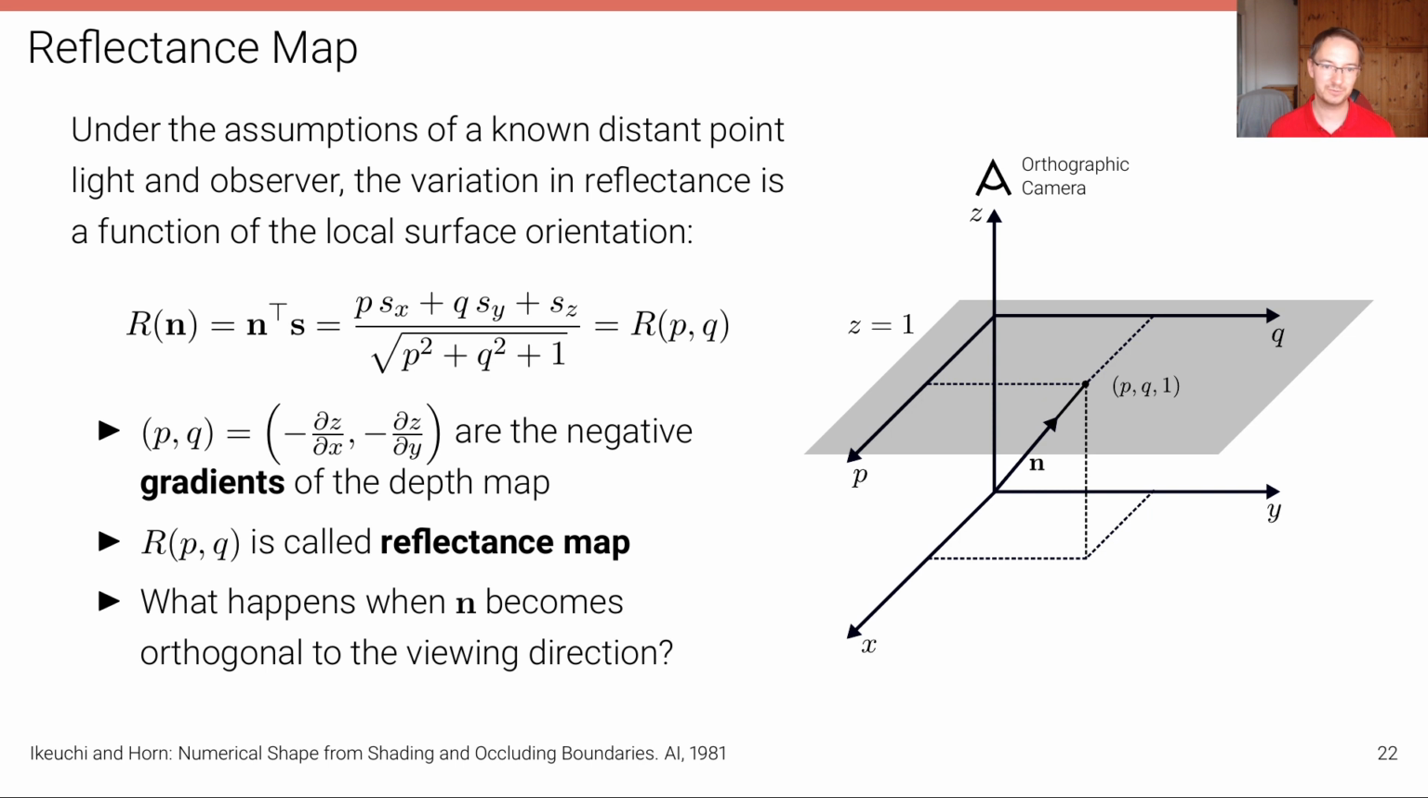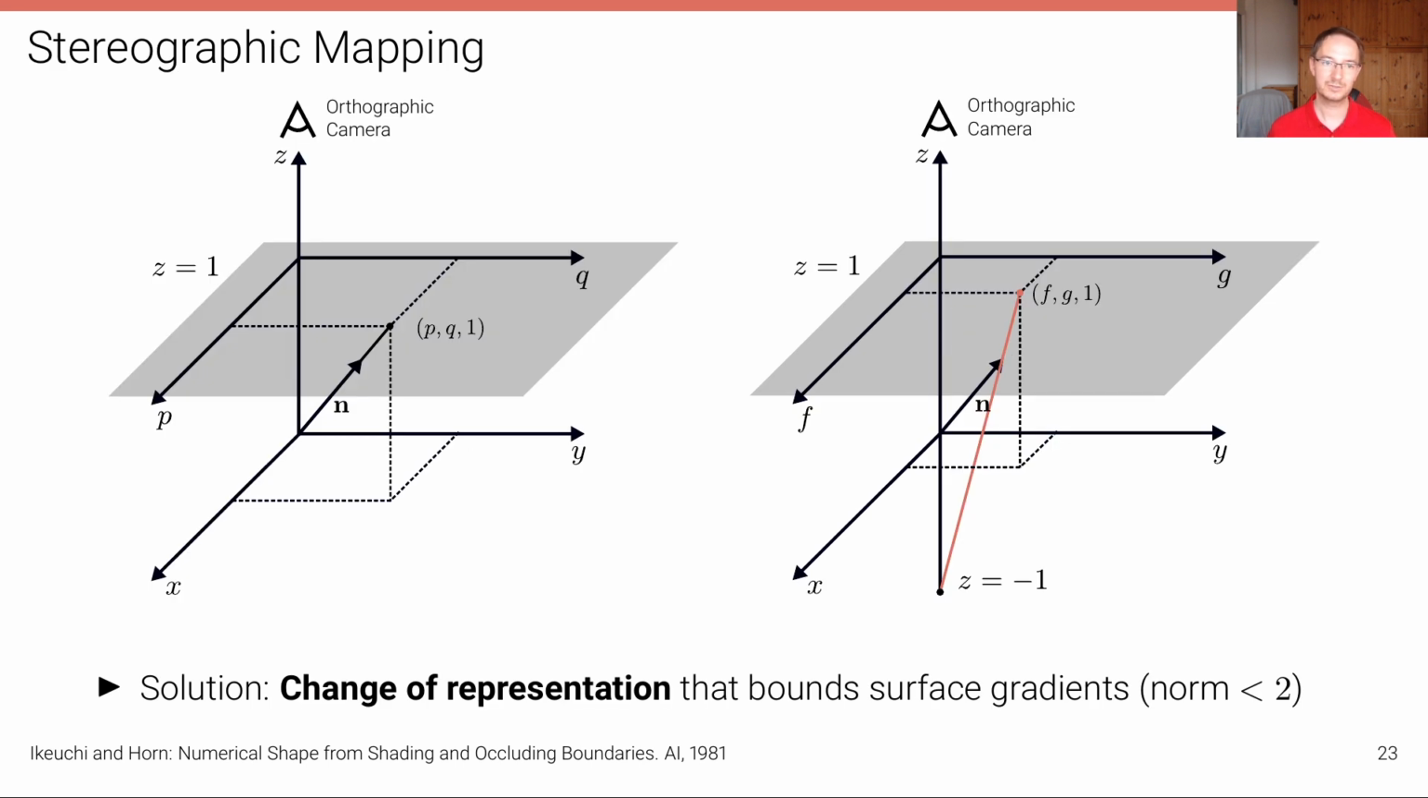We're going to change the representation. This is called the Stereographic Mapping that has been used, for example, in this paper here by Ikeuchi and Horn, Numerical Shape-from-Shading and Occlusion Boundaries. The idea is actually quite old and rather simple. We change the representation such that we bound the area in this gradient space representation to a particular area, in this case to an area that is smaller than 1. How do they do this?